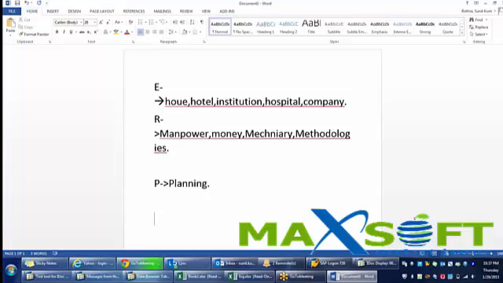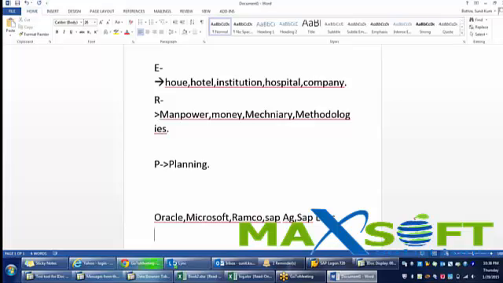In the market, ERP software is available. This software is provided by various vendors. You might have heard about Oracle, you might have heard about Microsoft, Ramco. Like that, there's one more vendor called SAP AG, nowadays commonly known as SAP Labs. These are the various vendors who provide ERP software.